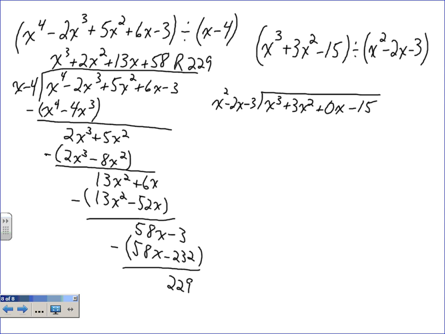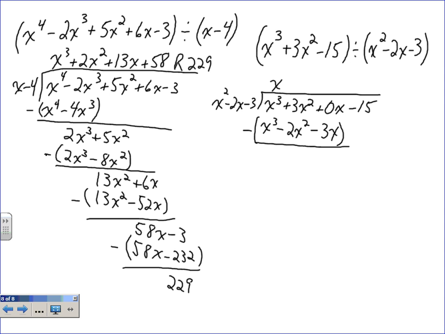And this one actually is a little bit easier than the first one. What do I have to multiply the x squared by to get x cubed? X. And multiply. X times x squared is x cubed. X times negative 2x is negative 2x squared. And x times negative 3 is negative 3x. And now do you see why I had to add the 0x? So everything will line up correctly. Okay, see that, Emma? And I put parentheses and subtract.